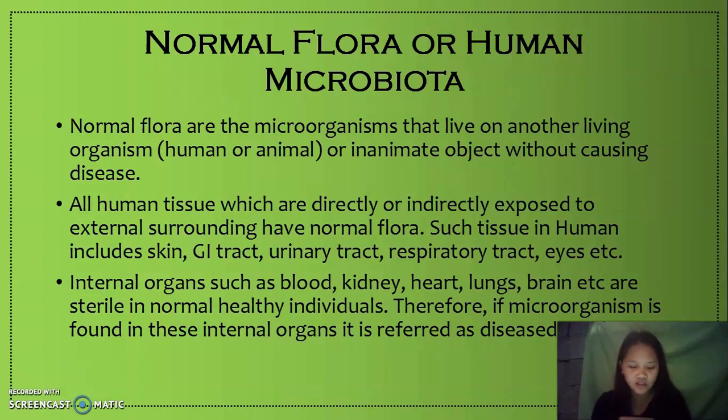A healthy fetus in the uterus is sterile. A child first gets its normal flora during birth by contact with the vaginal flora of the mother. After birth, additional microbial flora are established through the sources of food, water, and air.